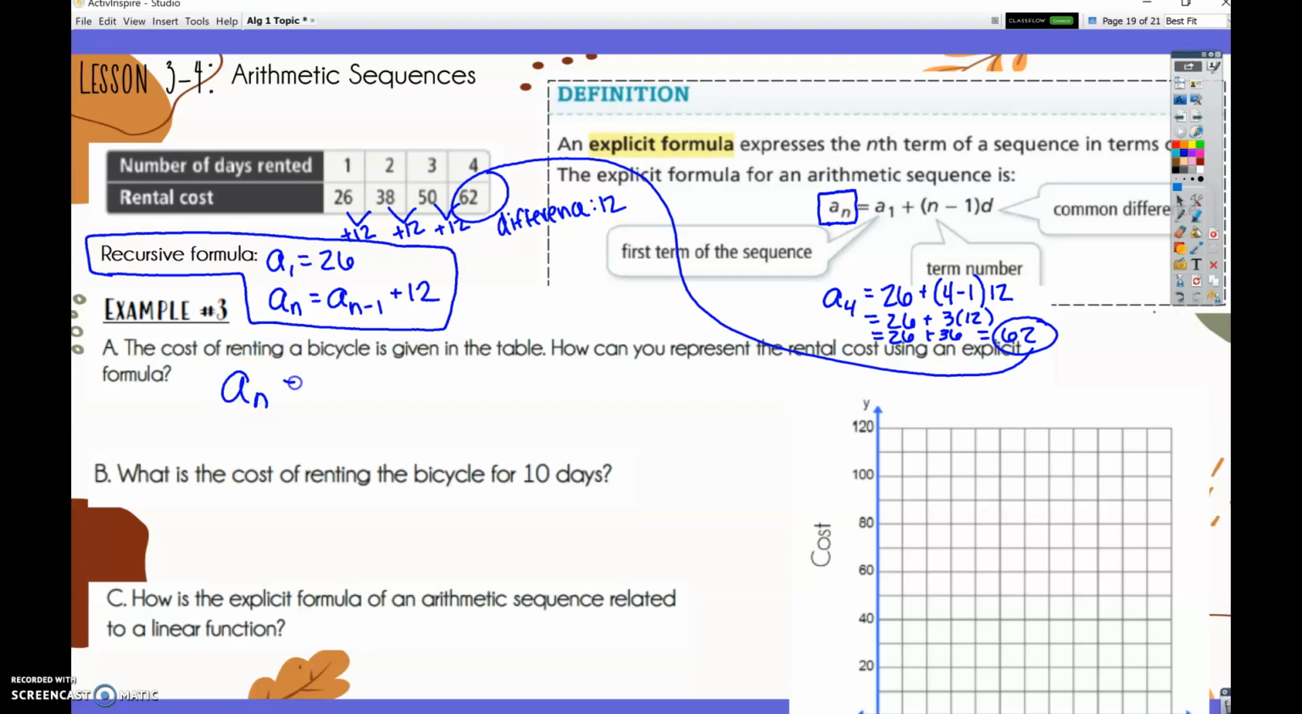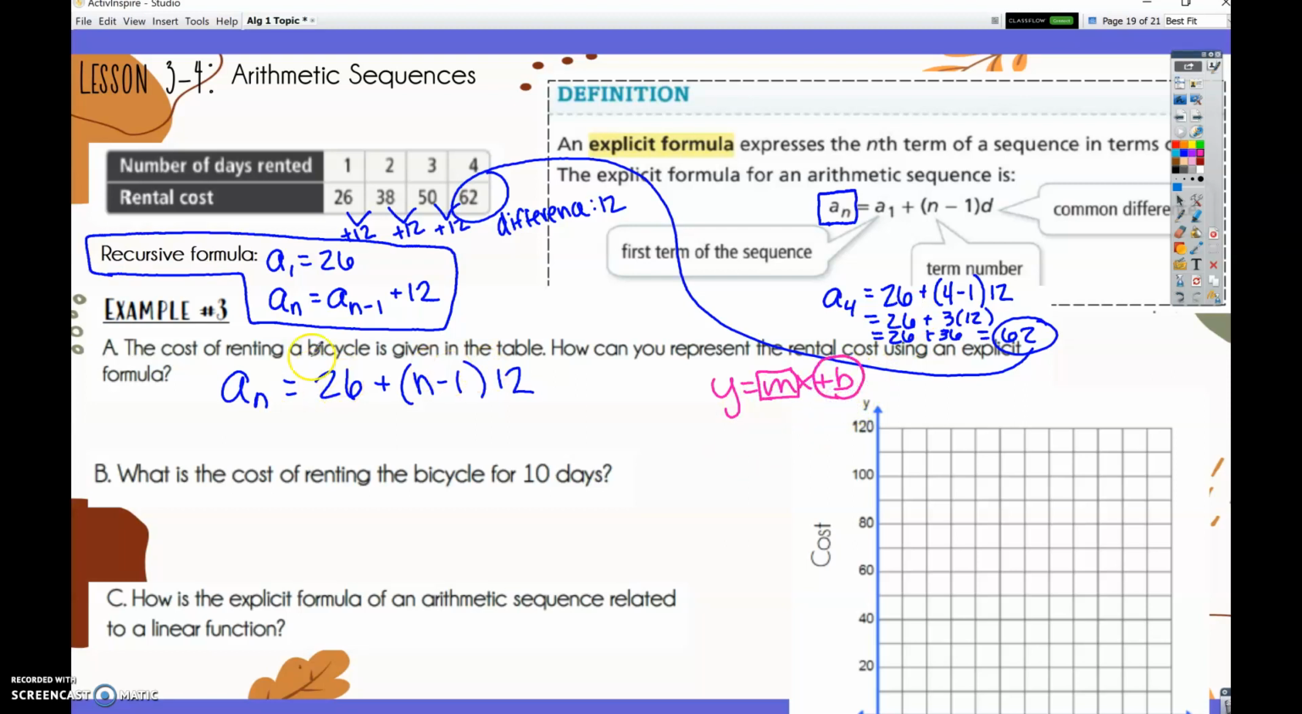a sub n equals my first term, which is $26 for the first day of renting, plus n minus 1 times my difference in each day, which is 12. Now, one little side note here. Your teacher may focus on this a little bit. Remember when we had the y equals mx plus b equation? M was the change or the growth in each point. Our b was the beginning value.